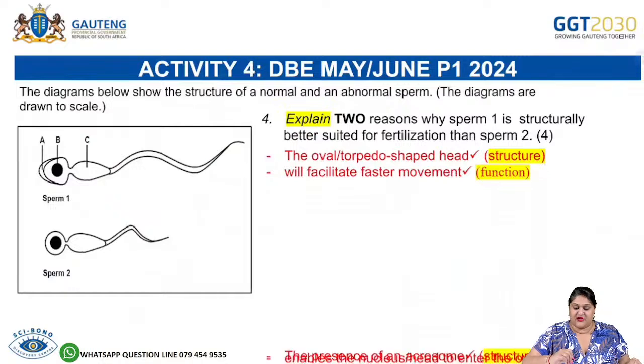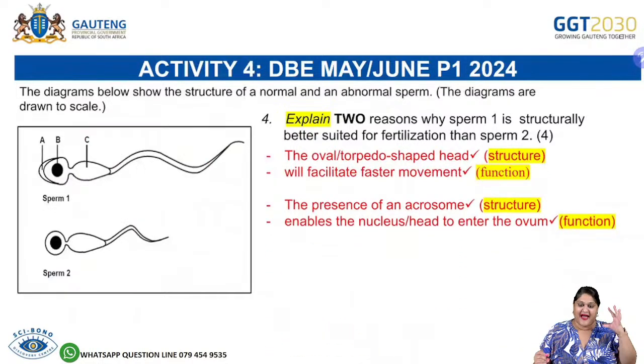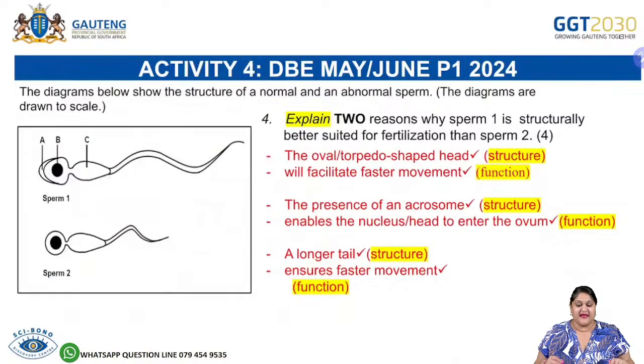Then the other thing you could say was that the presence of the acrosome enables the nucleus or the head to enter the ovum. Okay, so yes, it's got an acrosome, but what's important about it? It enables the nucleus to enter the ovum. That is the structure and the function. And then lastly, it's got a longer tail, ensuring faster movement.